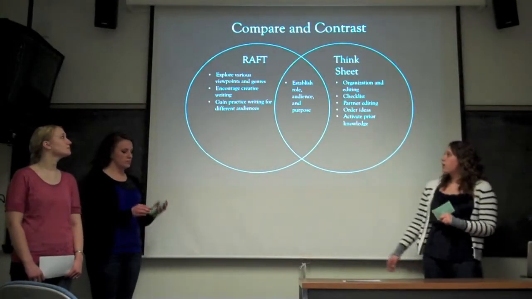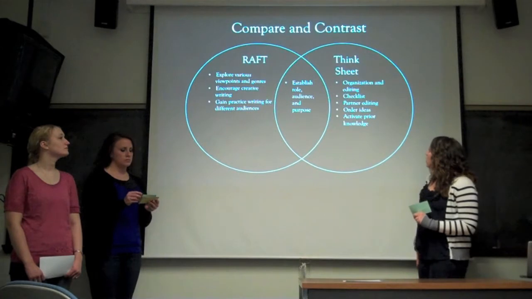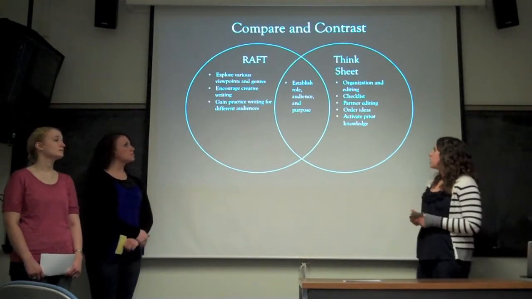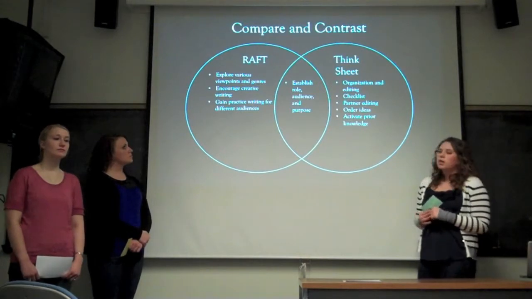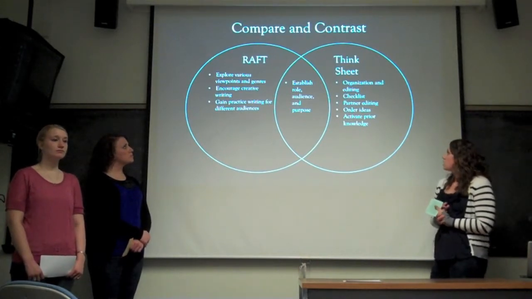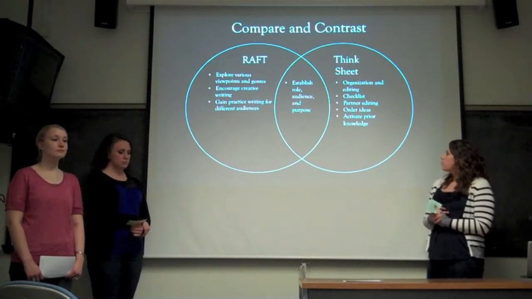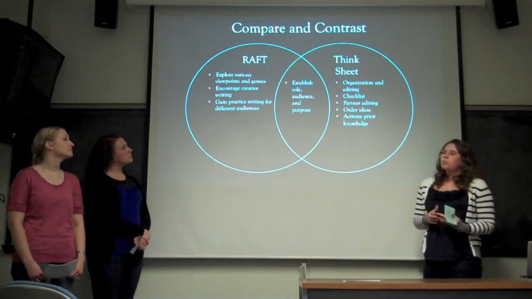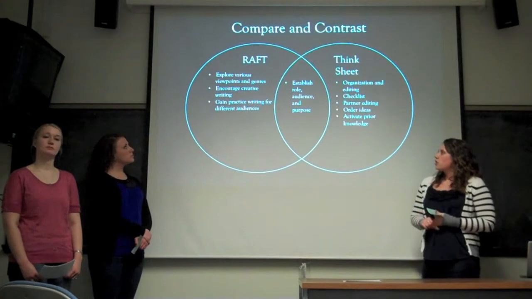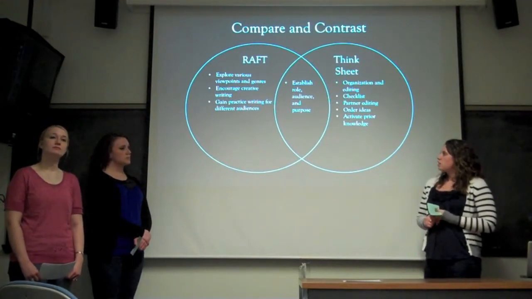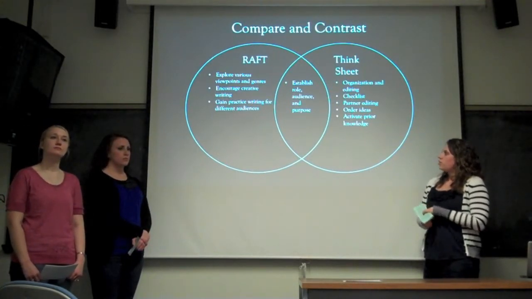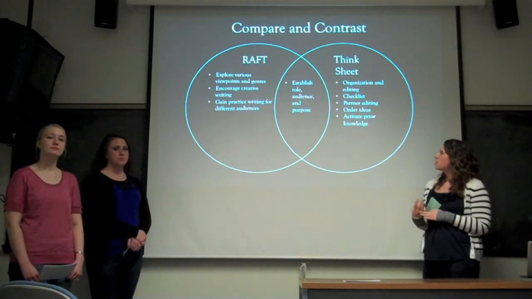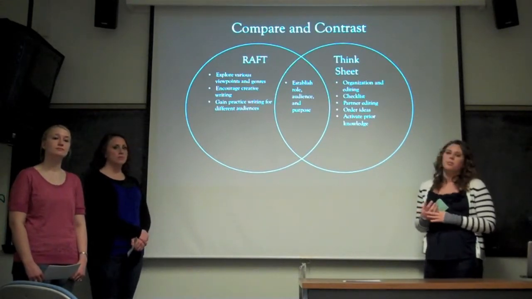So compared with the RAFT strategy, the think sheet strategy focuses more on organization and editing. It provides the students with a checklist to organize their ideas and introduces partner editing. Whereas RAFT explores more of various viewpoints and genres. It encourages creative writing and helps gain experience for writing to different audiences. And how they're similar is that they establish role, audience, and purpose.